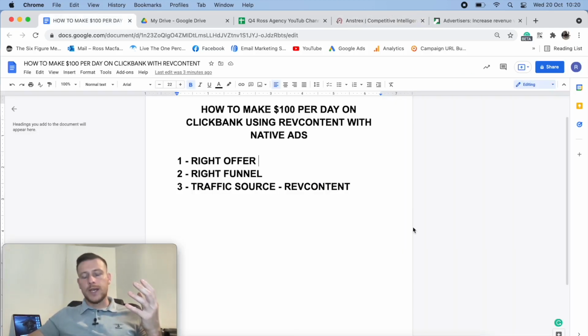Normally you'd find the right offer, then build out your funnel based on your offer, and then find the traffic source. But in this case, I'm going to use Revcontent. Now, I know, because I've run Revcontent, and I know others within the agency have run Revcontent, they have good traffic in the US, specifically for Nutra.